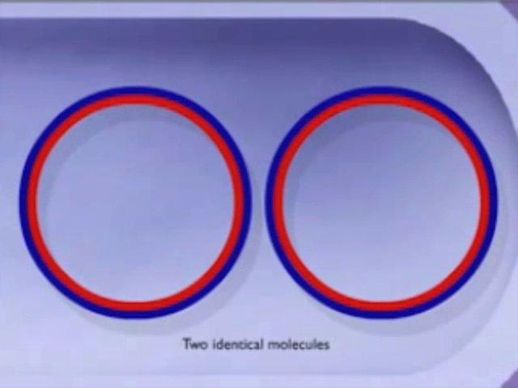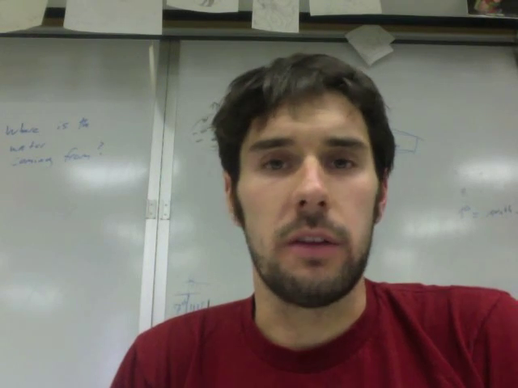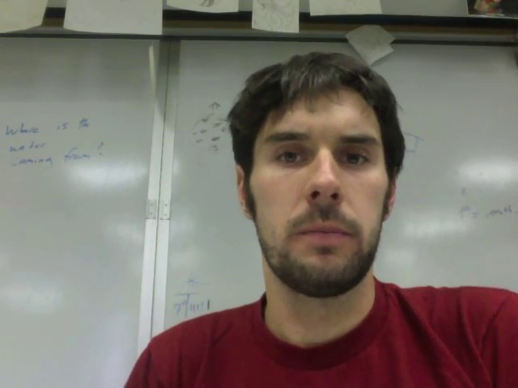Eukaryotic cells, which are our cells, replicate very differently. How does a mutation occur? Sometimes a mistake could occur from reading DNA too fast. We still need to replicate our DNA, so semi-conservative replication in DNA still occurs.